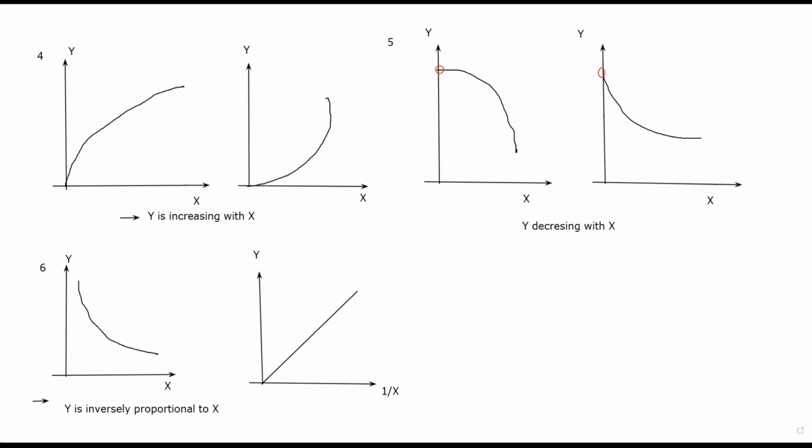This one we also call inversely proportional. You will tell me, Cikgu, this one goes out. Oh, yes. But this one is not y and x. This is y and 1 over x. So we call this y is inversely proportional to x.